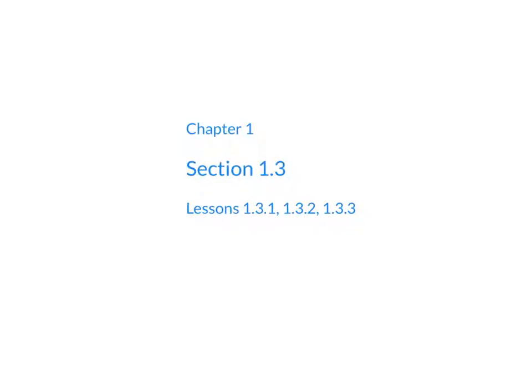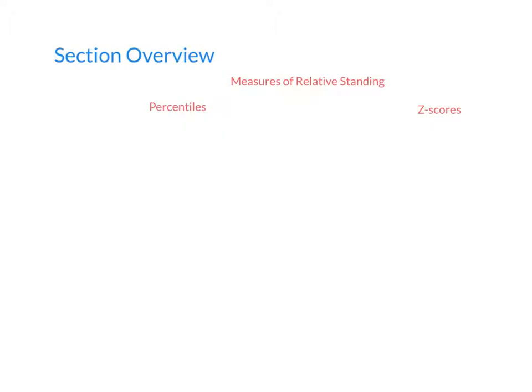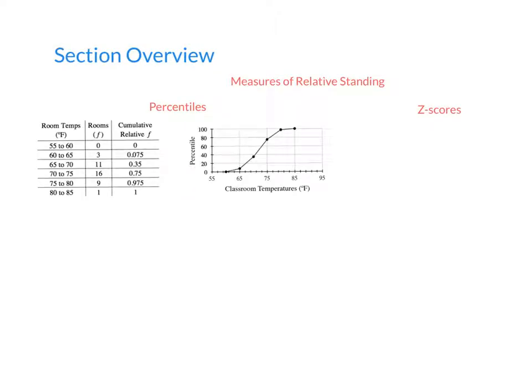This is a Section 1.3 Mathcast. It contains 3 lessons. Students will encounter 2 measures of relative standing: percentiles, using cumulative relative frequencies and ogive graphs to compare the relative standing of data points within the same data set, and z-scores, which are used as a way to compare relative standing between measurements from unrelated distributions of data.